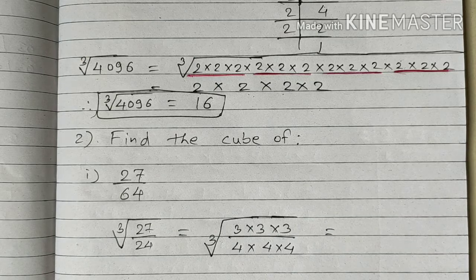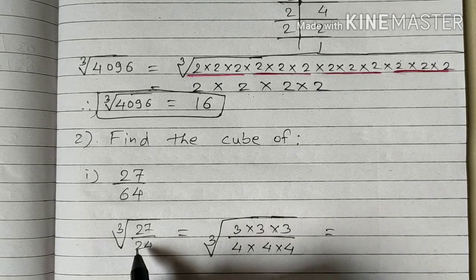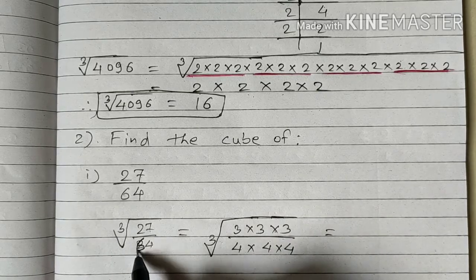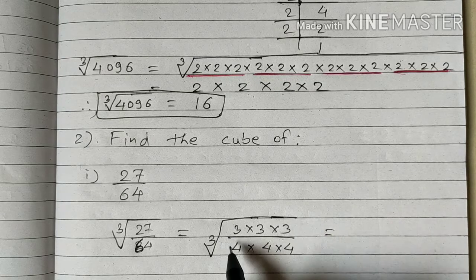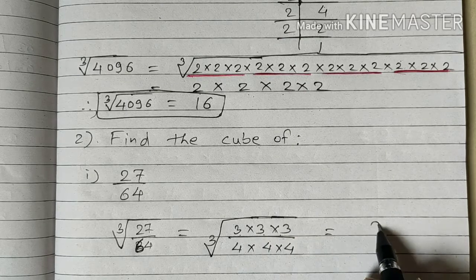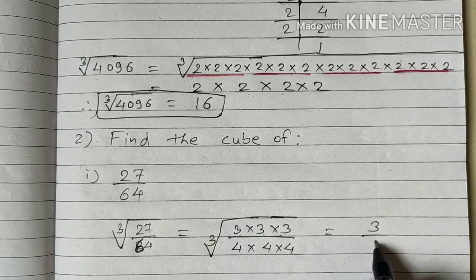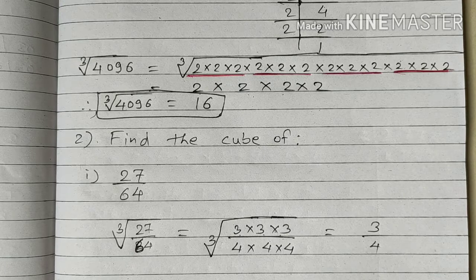In case you don't know whose cube is 64 or whose cube is 27, you can go for the prime factorization method. In that way also you can solve. As we can see, there is one triplet of 3 and one triplet of 4. So 3 by 4 is the final answer. Got it?